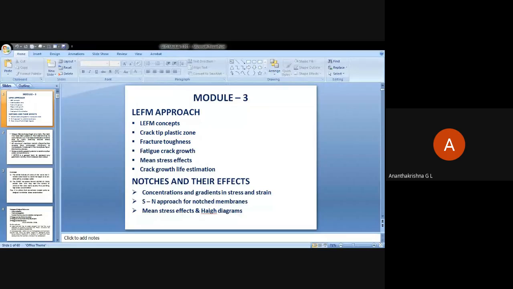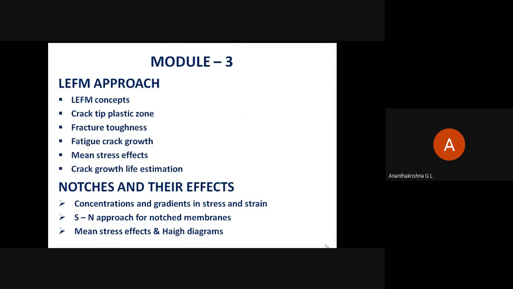Okay. Where did it go? Is the screen visible? Yes, sir. Module 3 LEFM approach. Is that visible? Yes, sir. Okay.